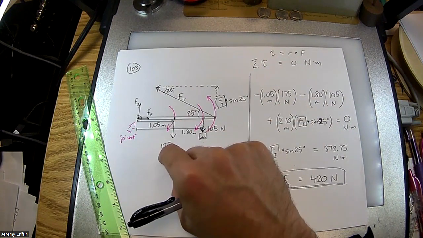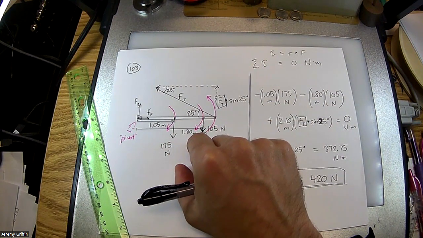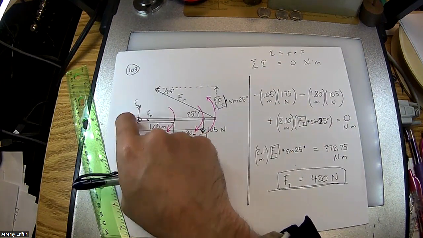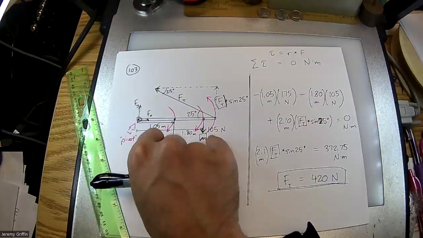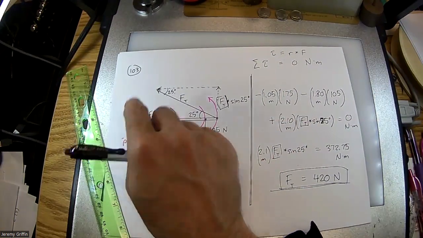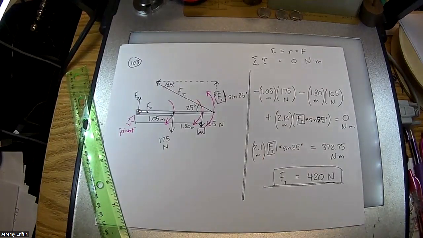I got 175 down and 105 down. But don't forget that I've got this F sub Y that we never solved for, which is, I guess, kind of close to 105. All right, there we go. I think that looks like a reasonable answer right there. Got that?